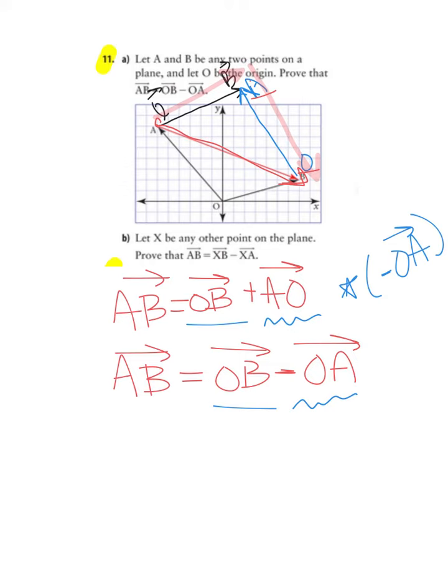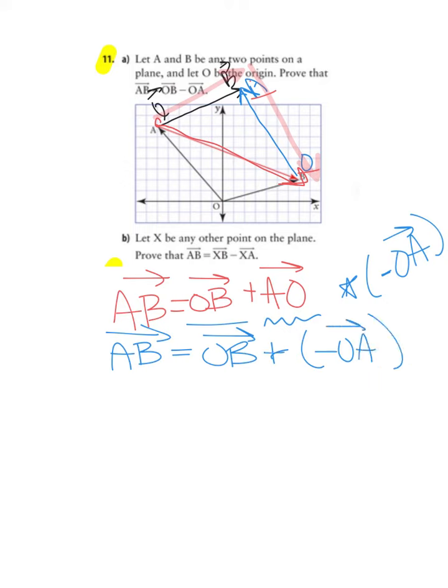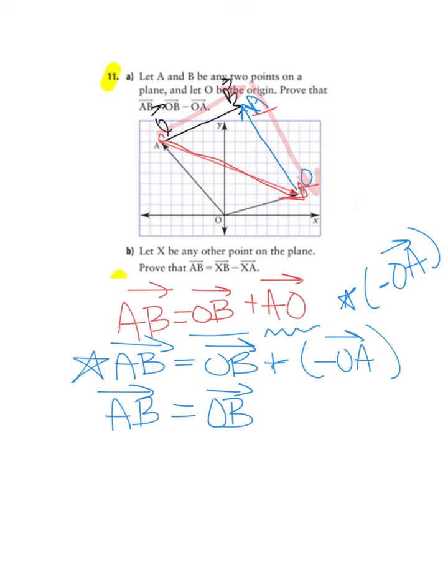So I'm just going to erase this line here. And I am able to say that vector AB is OB plus negative OA, which is, and you don't need to write this second line if you don't want, OB minus OA.